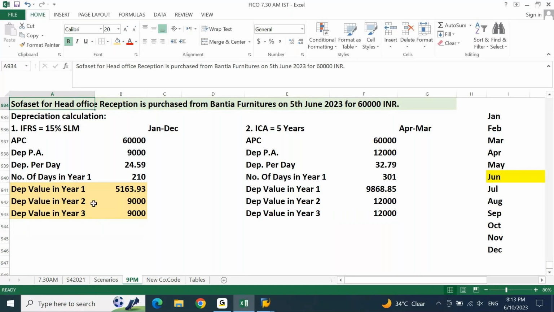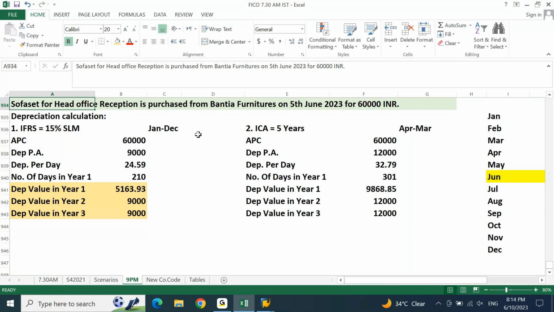Exactly, this is what you are going to write as your asset description: sofa set for head office reception. And then you are going to purchase the asset from a vendor called Bantia Furniture. You need to ensure a vendor account is created by the name Bantia Furniture, and you need to ensure you are purchasing the asset on 5th June, which means your purchase invoice will be posted on 5th June 2023.